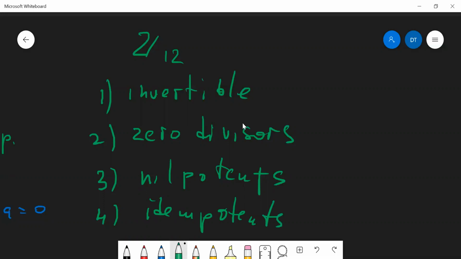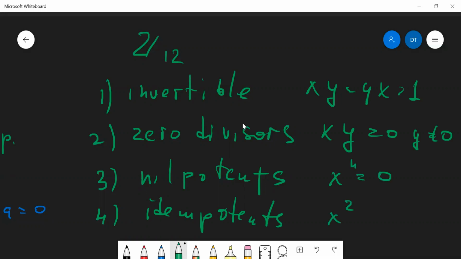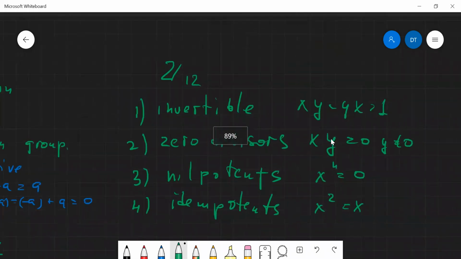The invertible element is an element x such that xy equals yx equals 1. A zero divisor is an element x such that xy equals 0 and y is not 0. Nilpotent means x to the n equals 0, and idempotent means x squared equals x. So this is just a brief reminder of what these properties mean. Let's try to describe all the invertible elements, zero divisors, nilpotent elements, idempotents here.